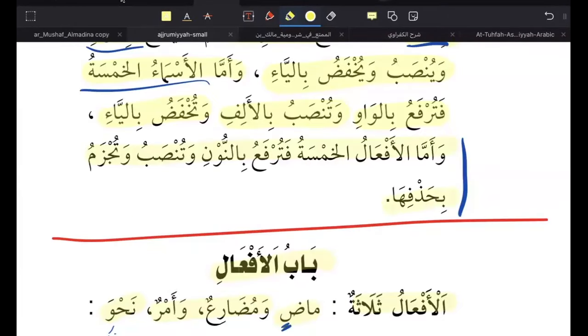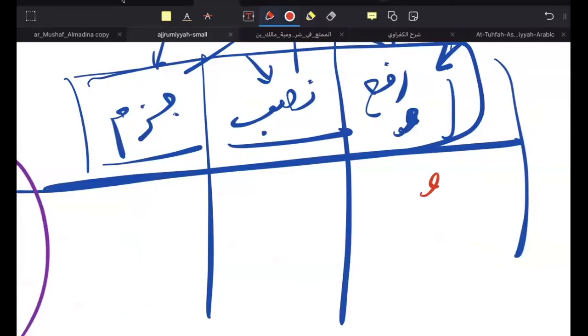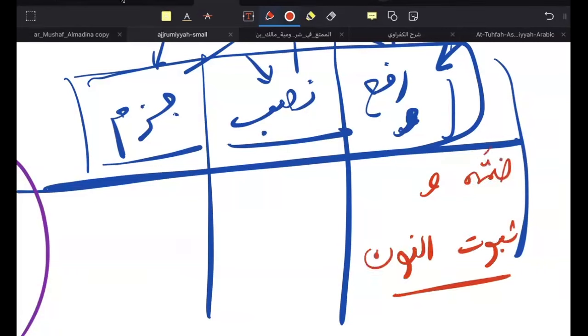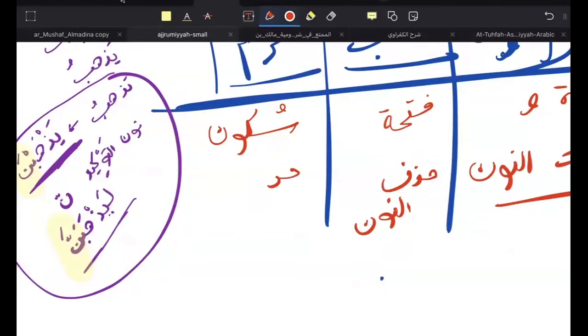So basically, to make a quick review in the mudari, I'll write it here. For the raf it would be dhamma, or it'd be thubut an-noon. So these are the two alama. For the nasb it would be what? Fatha and hadf, hadf an-noon. For the jazm, it would be sukun. It could be sukun, or we have two types of hadf. It could be hadf an-noon, or it could be hadf harf al-illah, removing the weak letter.